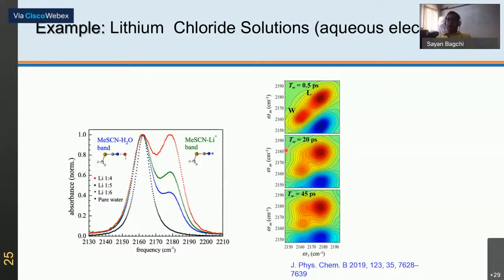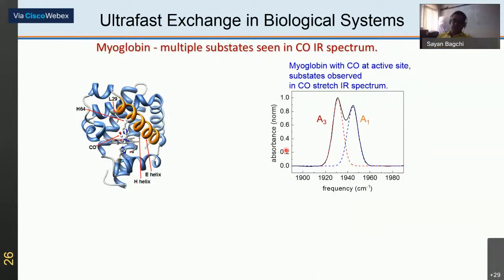environment. Now, if we move towards biology, this is work done in Mike Fayer's lab. We know myoglobin as a heme protein, and multiple substrates can be seen. We know that myoglobin binds carbon monoxide, which is kind of fatal.